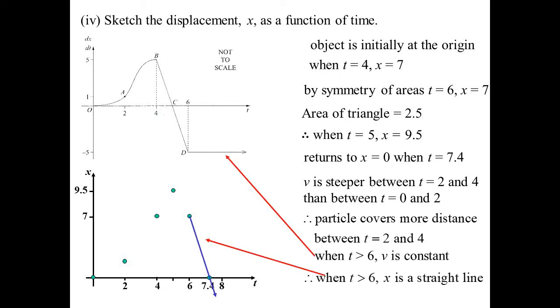Now, when t is greater than 6, velocity is a constant. That means that x is a straight line. Integrate a constant, you get an oblique line. So I'll draw that in, and I'll continue the curve now. So there we go. You'll notice between 4 and 6, the original curve was a straight line. I've ended up with what looks like a parabola there. And I've just drawn a nice smooth curve going from 0 to 4.